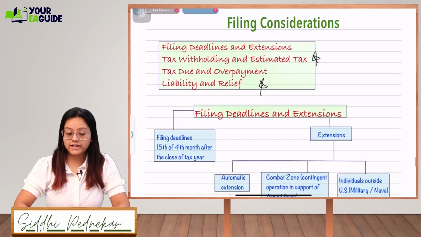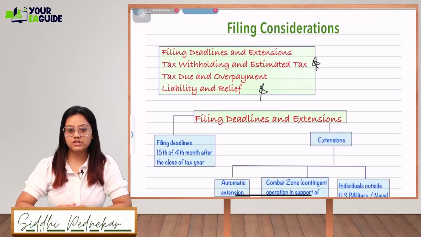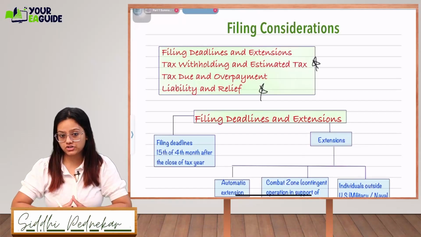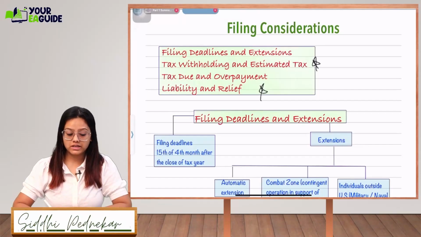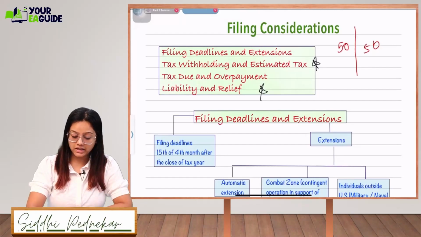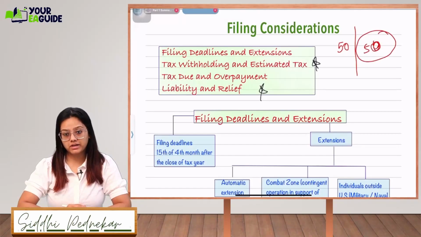Okay, so let's start with our next topic, that is filing consideration. In it we are just going to see what the deadlines are, what the extensions are, what the due dates are, and what estimated tax is. Estimated tax is an important topic, because in the exam, first 50 questions are there, then you have to submit that, and the next 50 questions will be there. In the next 50 questions there can be a few questions based on the estimated tax topic.